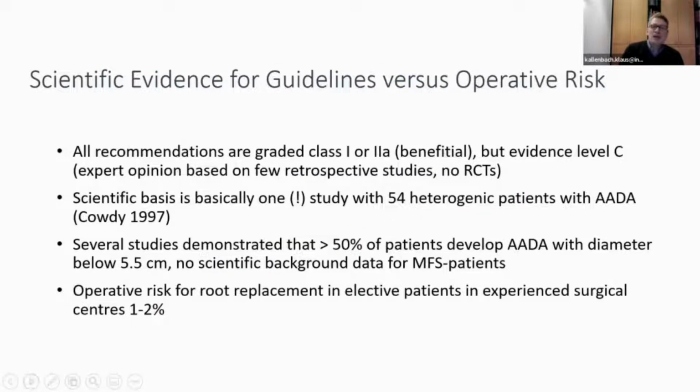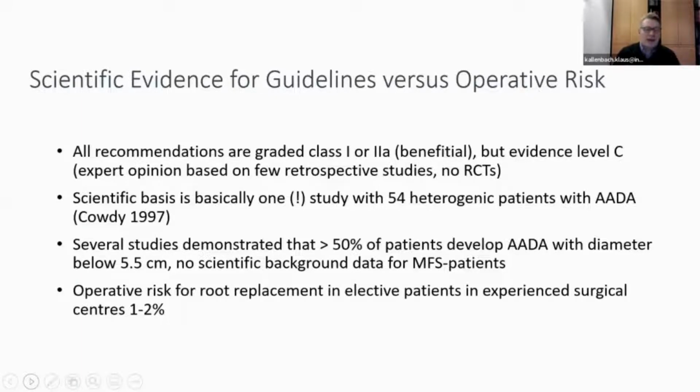Our recommendations are graded class 1 or 2A, which is beneficial, but the evidence level is only C. So this is based on retrospective studies or even only on expert consensus, and no randomized controlled studies have been done. The scientific basis for this recommendation is a very weak study, I must say, from Cody from 1997 with 54 heterogeneous patients who developed an acute aortic dissection, and they were looking at which time point the risk of developing the dissection is given as a recommendation. But it's not really a very good study.